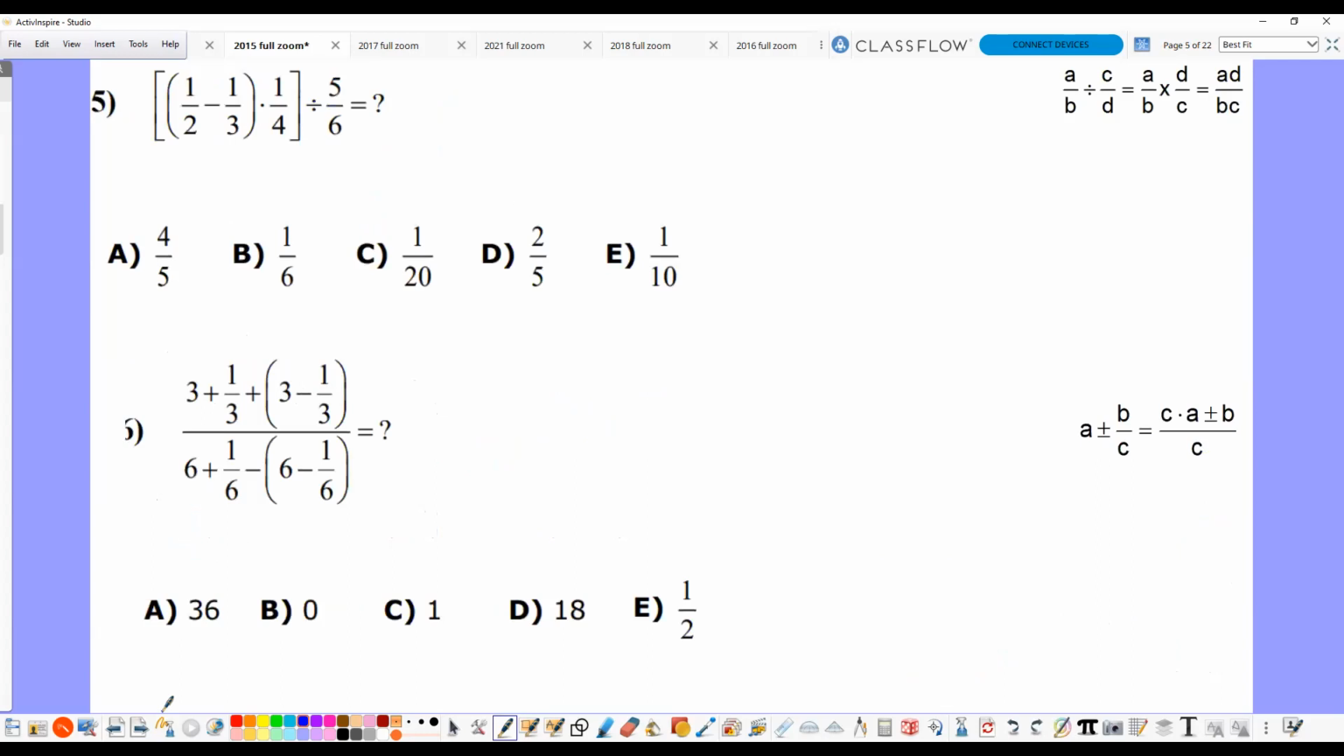Okay, this question, the fifth question, we are going to use these two rules here, especially this rule. When you divide the fractions, A over B divided by C over D, the operation that you are going to do is A over B times D over C, which means when you multiply two fractions, it should be A times D, and B times C. So we are going to use everything here.